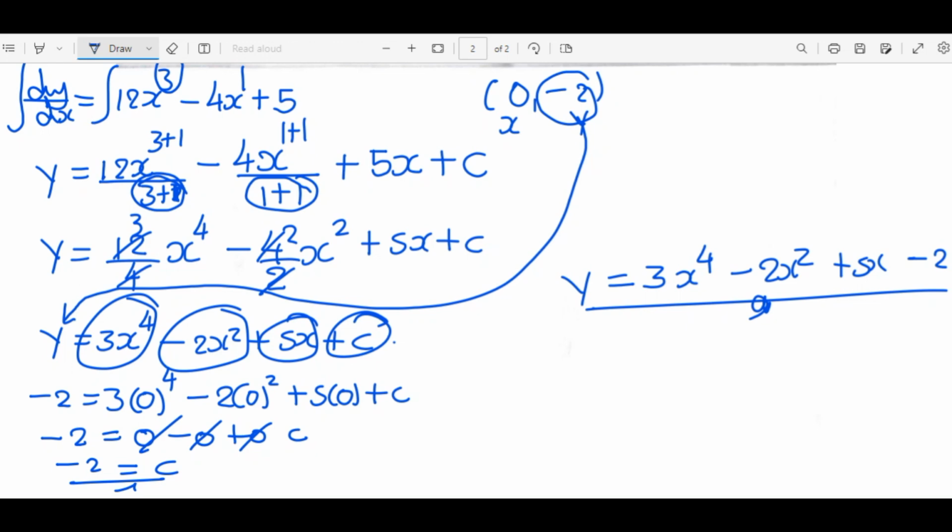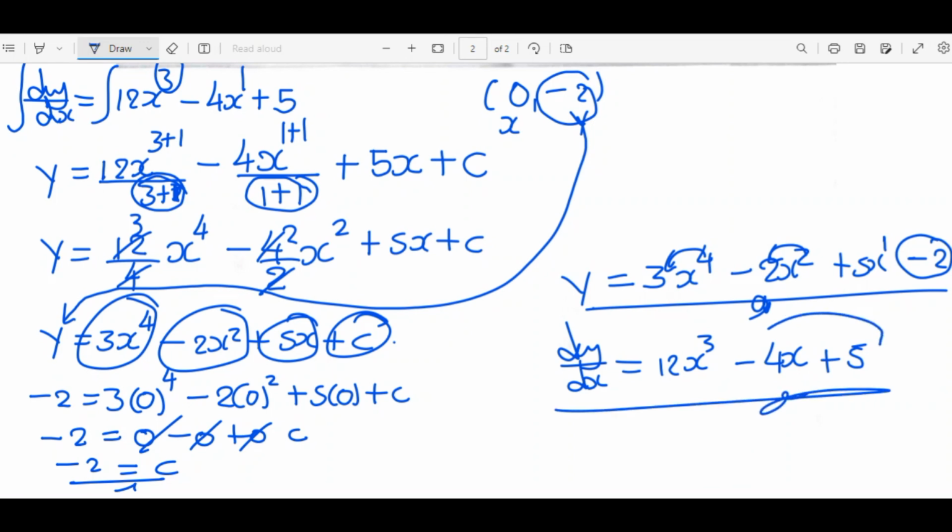And if you want to check if your answer is correct, you can try to differentiate. If we differentiate, we have dy over dx, which is 4 times 3 is 12, times x to the 4 minus 1 is 3, 2 times 2 is 4, times x, 2 minus 1 is 1, plus the derivative of x raised to the power 1, which is just 1 times 5 is 5. The derivative of a number is just 0. So you can see that we are able to get the original gradient function that we were given. This is how we can answer questions like this.